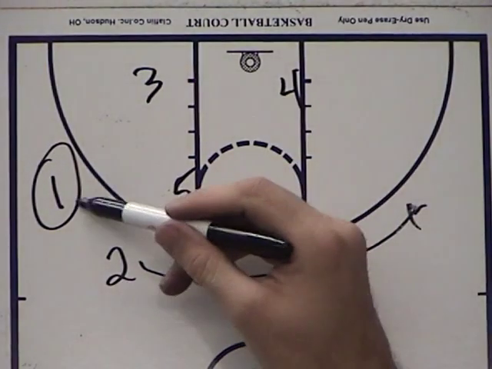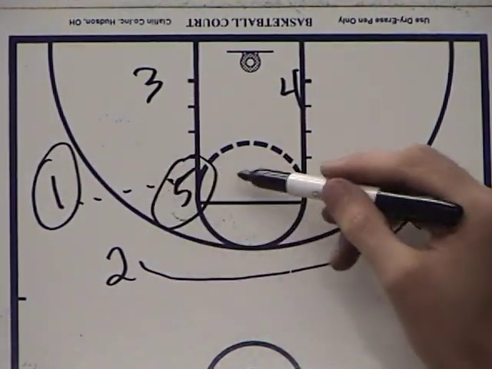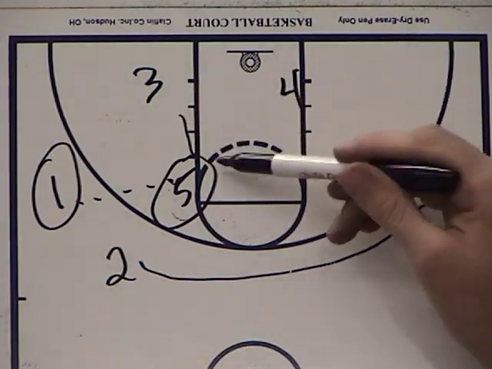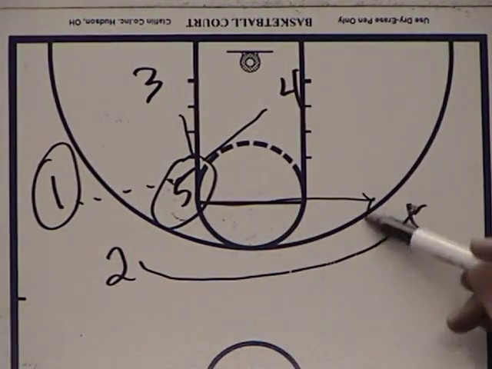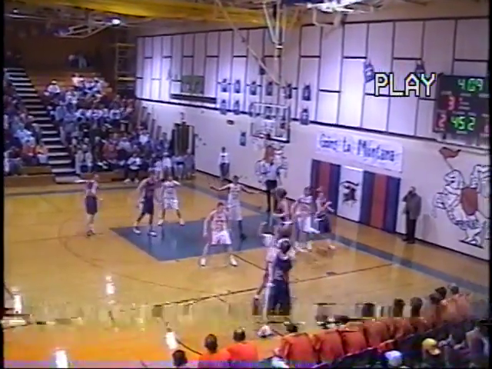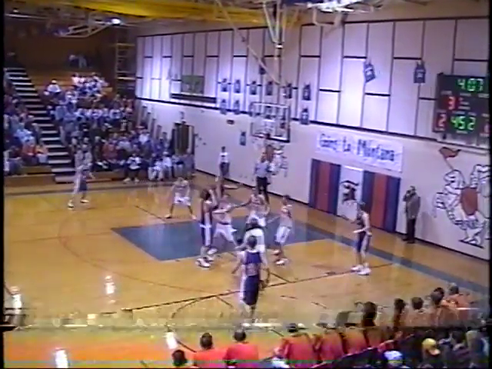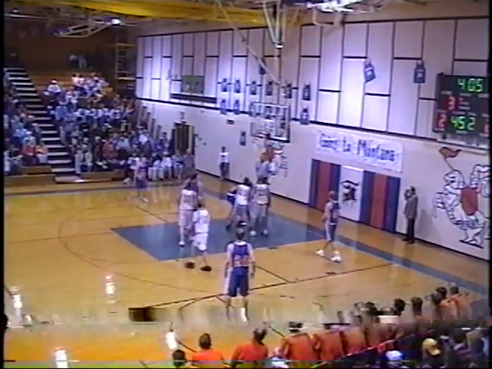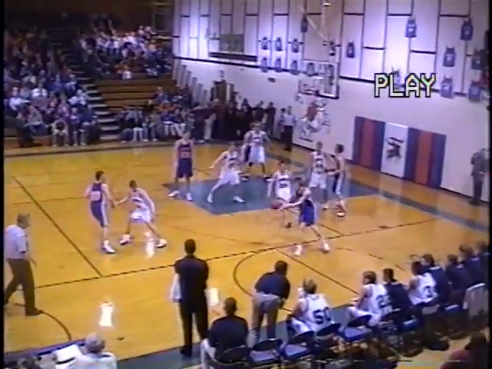Against any zone, you want to use the high post. When he catches the ball, he's looking to down low, backside, and then opposite. Here we set the screen. Guy does a good job getting out, so we get it to the backside. This is where we get our five man on somebody we wanted.